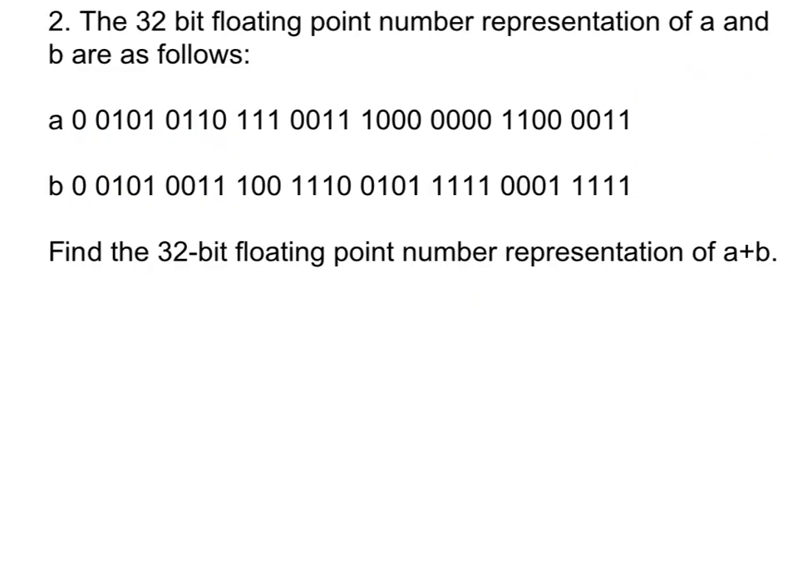Okay, now let's look at exercise 2. Again, both numbers A and B are positive numbers, right, because they have 0 as their starting digit.